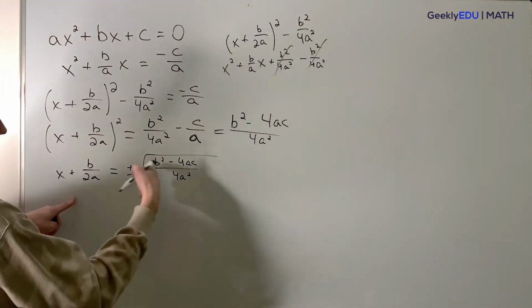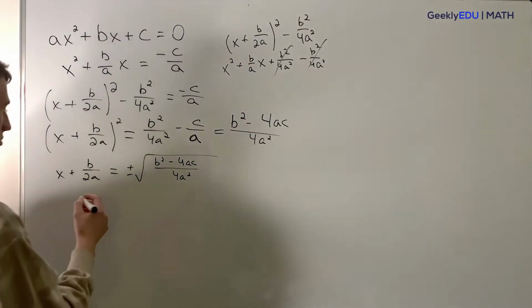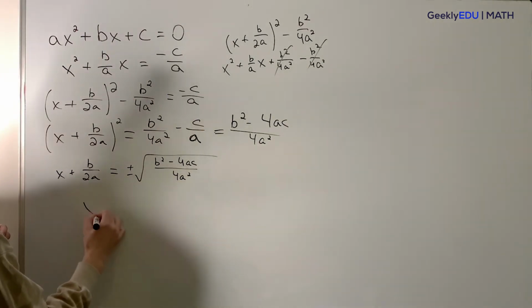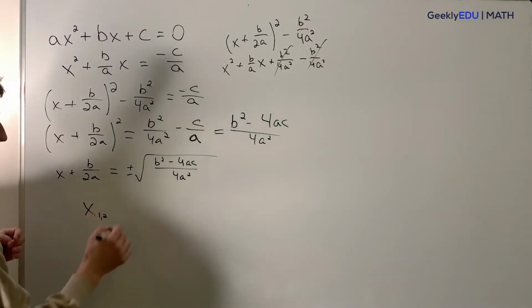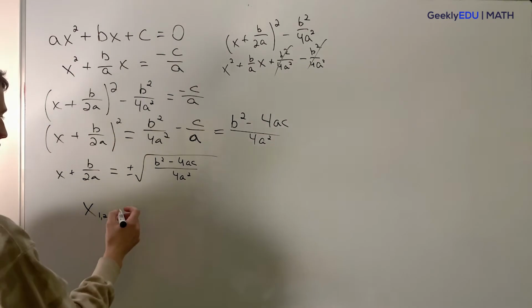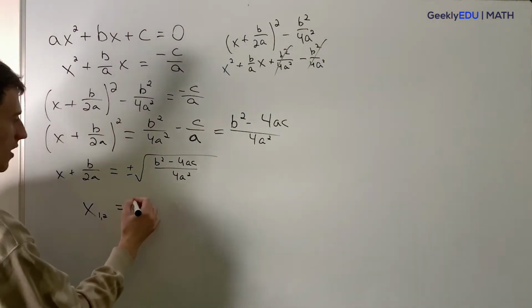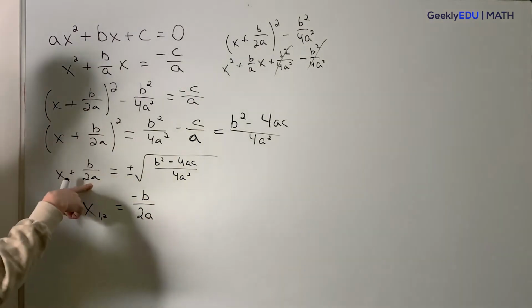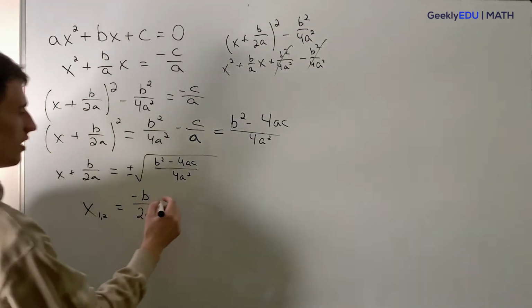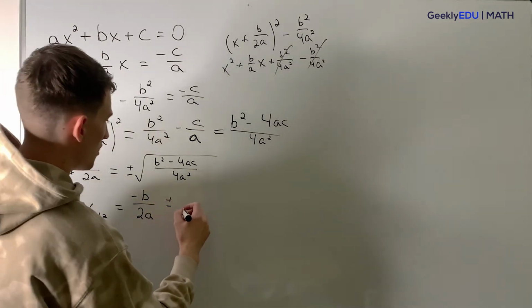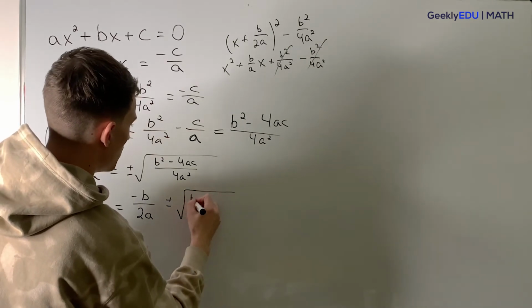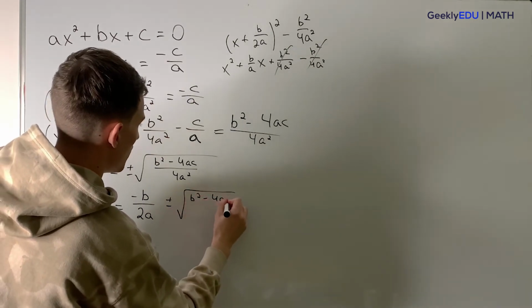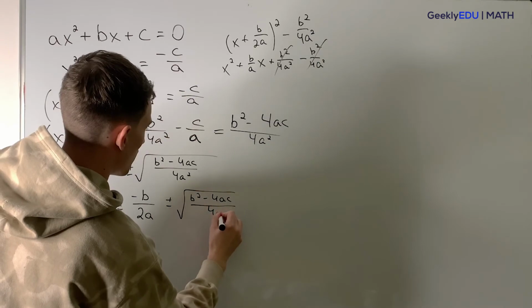Now, as you can see, we're almost there. All we have to do now is simplify. So we now say that x1 and 2, because there's two roots, two solutions, is equal to minus b over 2a, because we subtract the b over 2a from both sides, plus or minus, and this square root, b squared minus 4ac divided by 4a squared.